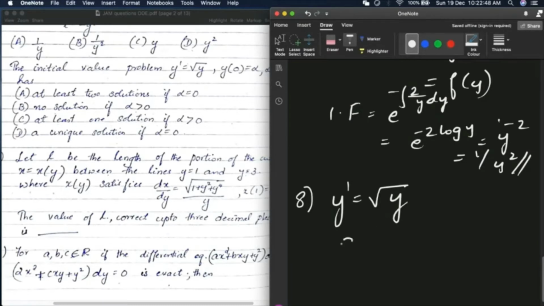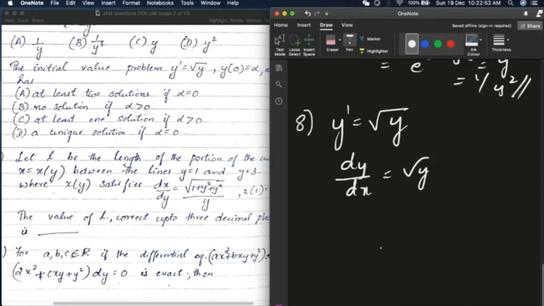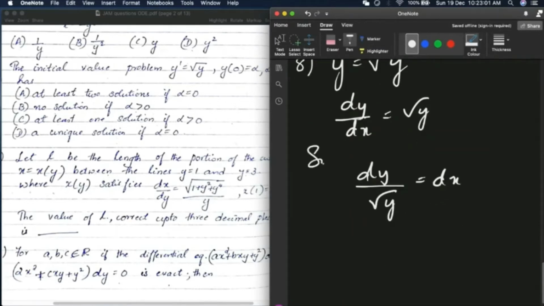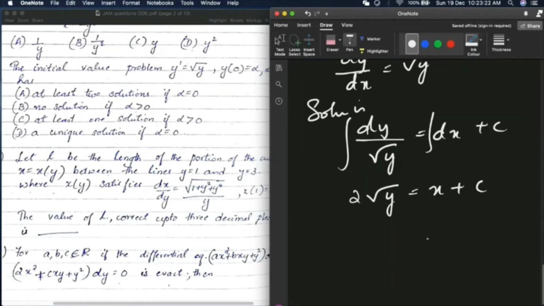y dash is equal to root y, that means dy by dx is equal to root y. You can write it as variable separable actually. You have to just integrate both sides. So the solution will be... So let us find C first.